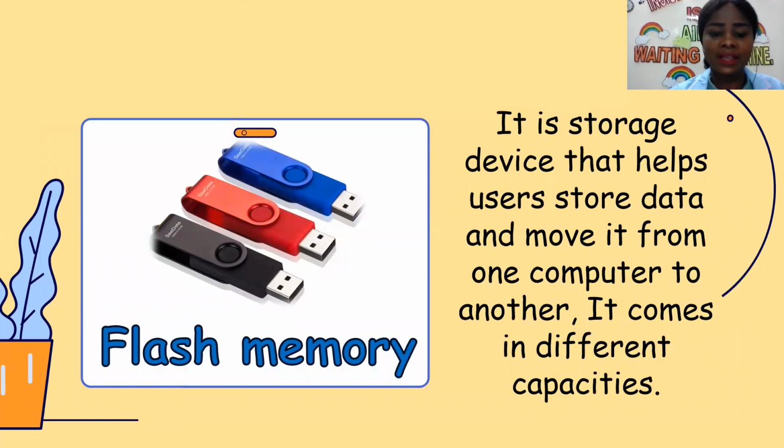Now, let's talk about the flash memory. What is a flash memory? A flash memory is a device that is used to store things, okay? It is a storage device that helps the user to store data and move it from one computer to another. It comes in different capacity. Again, it is a storage device that helps users store data and move it from one computer to another. And it comes in different capacity. Have you seen this flash memory before? Very good, students.